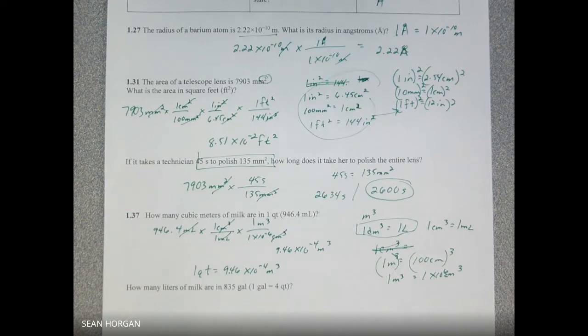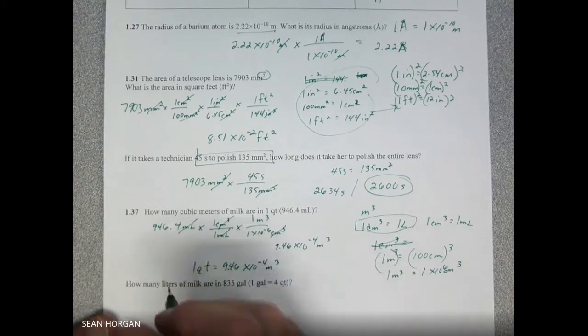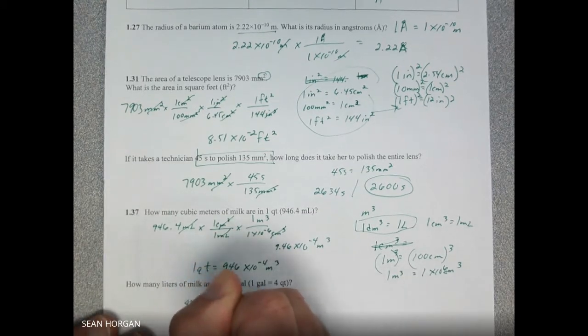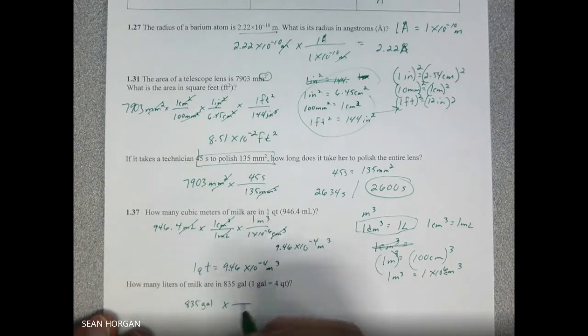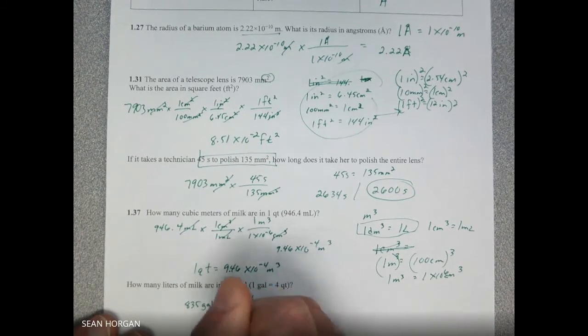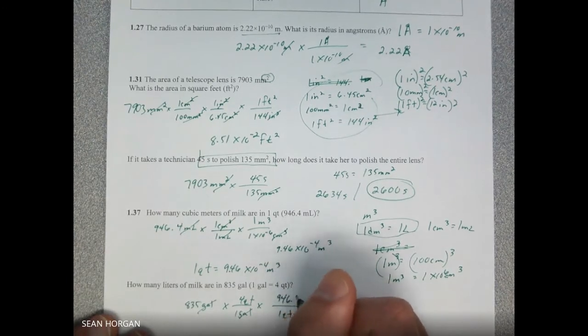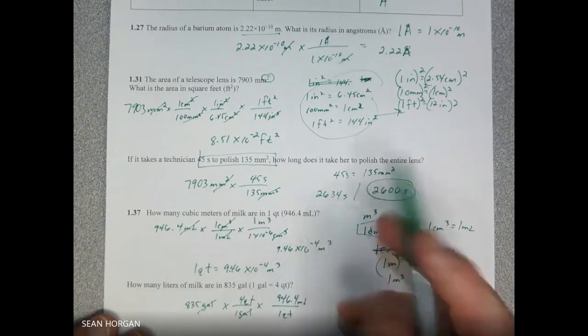Okay, so let's take a look. 1 quart equals 946 milliliters. That kind of helps. Ready? So we'll do 835 gallons times, and we use this conversion factor, 1 gallon, so that it cancels, 4 quarts, like that. And then we'll relate quart to milliliters. So 1 quart equals 946.4 milliliters. That's told in our last problem.